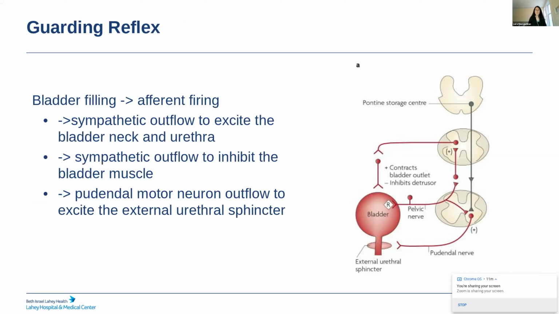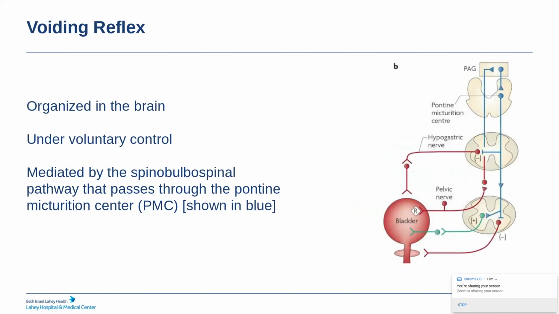So the reflex itself starts with bladder filling, and there's afferent firing from the bladder to say that the bladder is filling or full. That goes to the spinal cord, and that then leads to sympathetic outflow to excite both the bladder neck and the urethra. And then sympathetic outflow here, showing where it's inhibiting the detrusor muscle from contracting. And then also there's a reflex that goes to the pudendal motor neuron to excite the external sphincter muscle to help it contract as well.